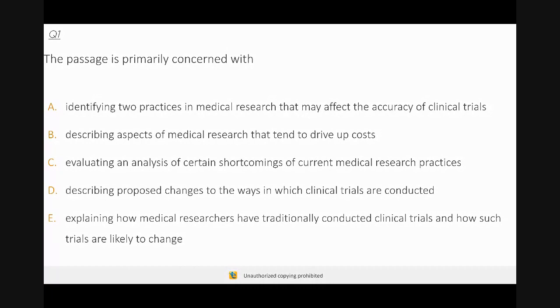You guys should be at least at question number 1, guys. So just want to kind of make sure that you are following along.